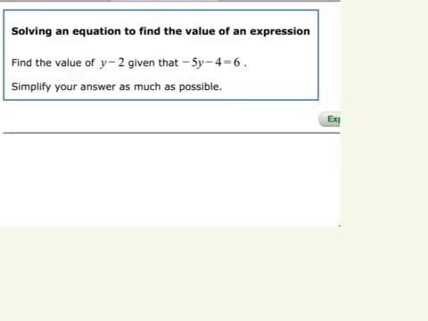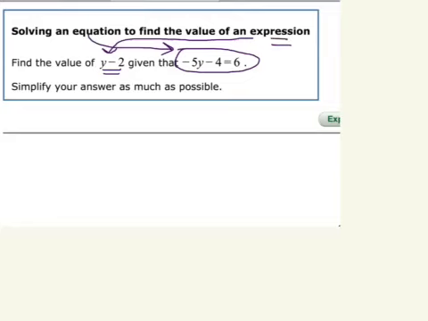So first off, just real quick, a couple quick definitions. An expression is this right here. These are a couple of terms without an equal sign. So the y minus 2 is the expression, and an equation is right over here. The equation has the equal sign in it. So that's the difference here. Y take away 2 is our expression, and negative 5y minus 4 equals 6 is the equation.